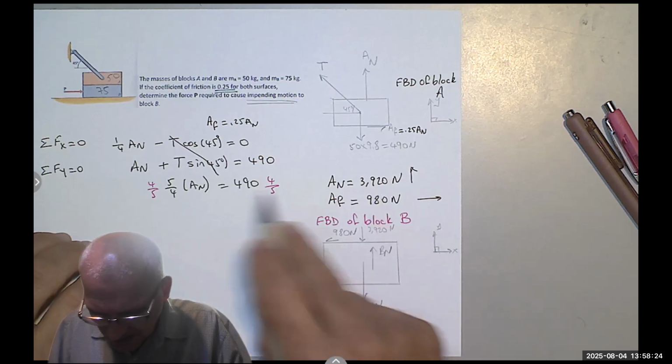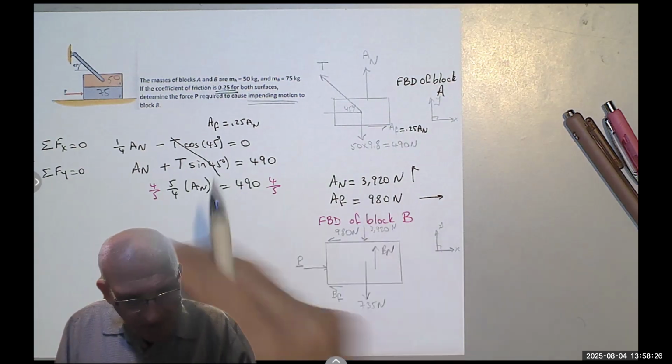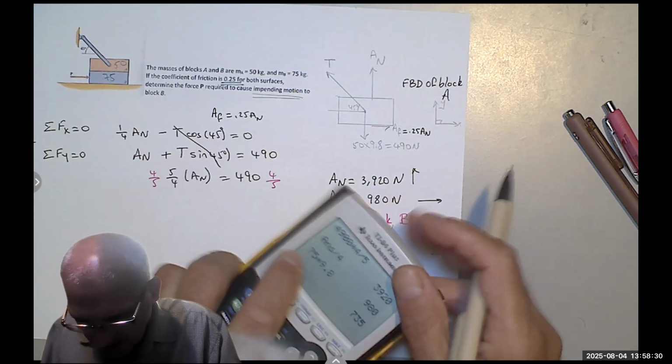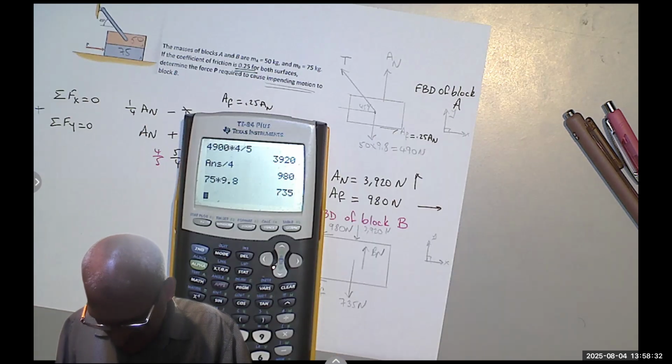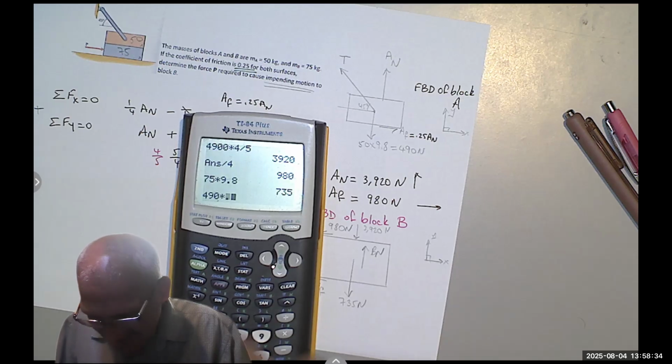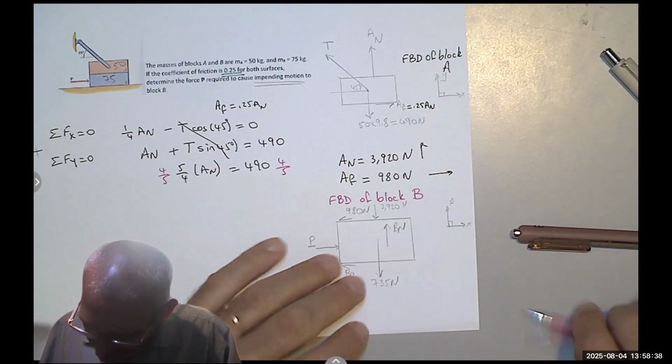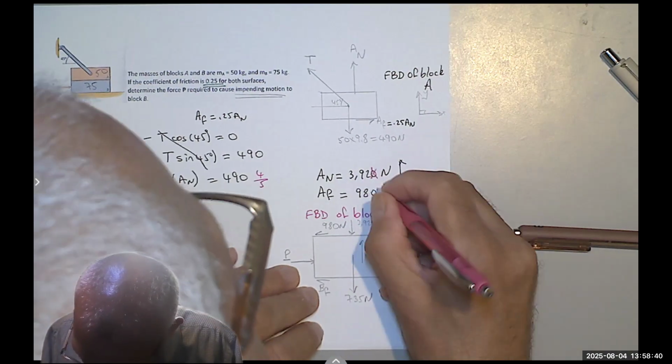How did I get a larger number? This should be 39. Oh my God. Oh, I wrote 4,900. How can it be larger? It doesn't make any sense. Yeah, 392, not 3. Oh my God. This is 392. This is 98.